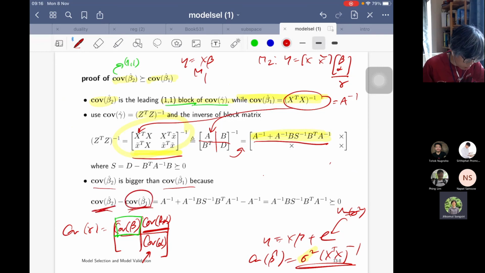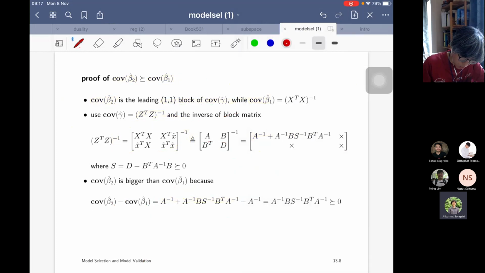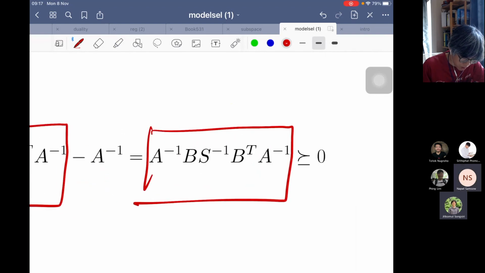So I subtract covariance of beta hat 1 from covariance of beta hat 2, which is very simple. This is what we read from the 1 block, and covariance of beta hat 1 is basically A inverse. The result of subtraction is actually this, the term in the red box. What do we know about this term? Is this matrix positive semi-definite? Yes. Why?